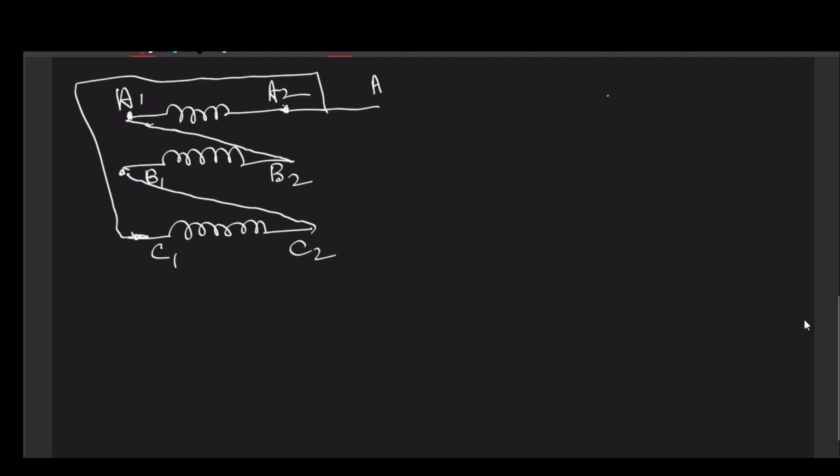You can write it like A, B, C. Like in the case of star, we consider primary terminals with subscript 2 as our supply terminal. So here also you can do that. And now for this side, what we can do?